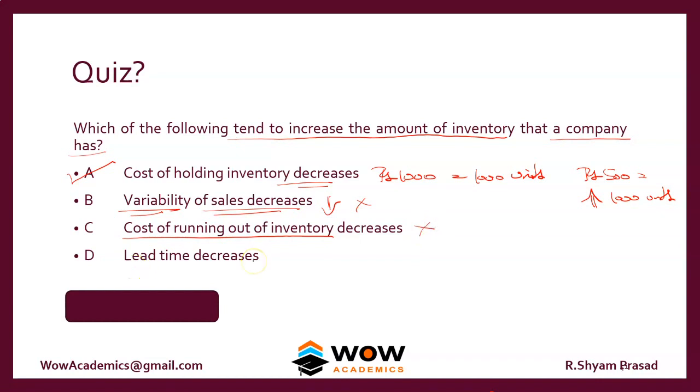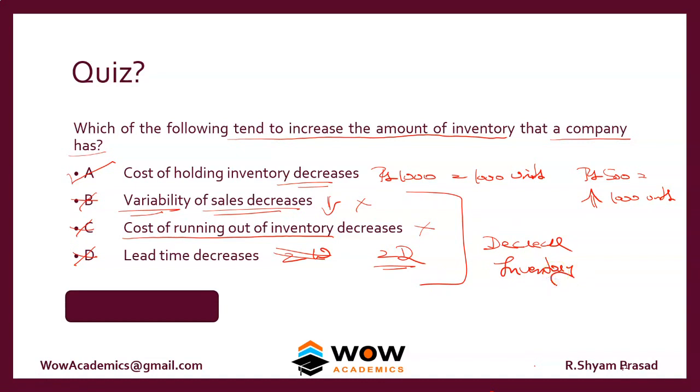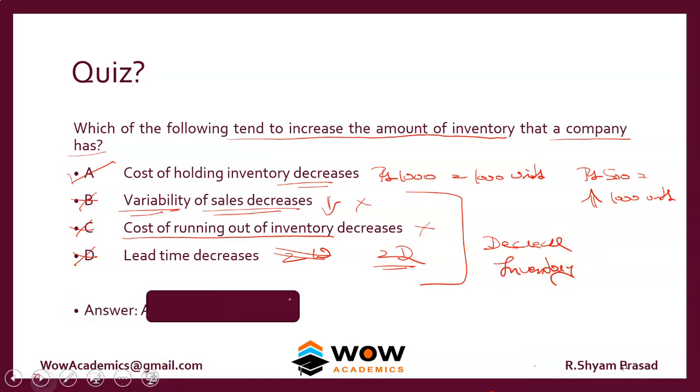Lead time decreases, the time between ordering the good and receiving the good. So earlier it took 2 weeks, but now it just takes 2 days, which means we just need to hold 2 days of inventory, not 2 weeks of inventory. So these options are wrong. All these options actually decrease the need for inventory. So A should be the answer. The answer is A.